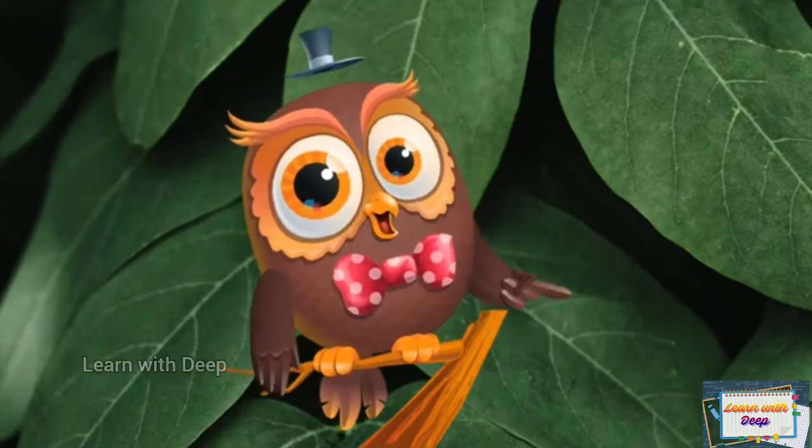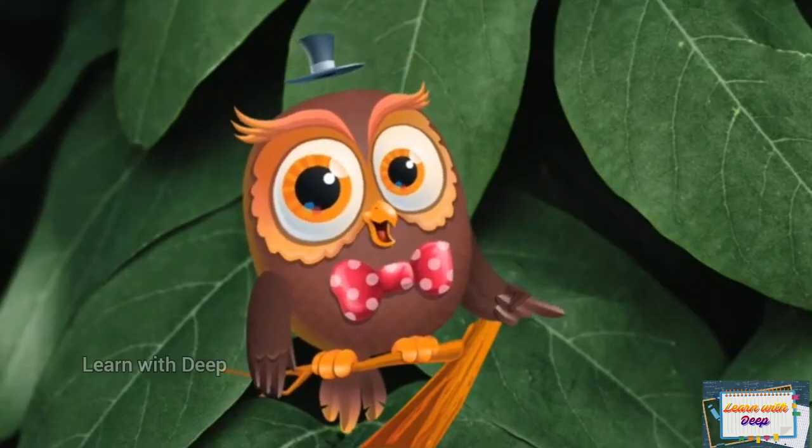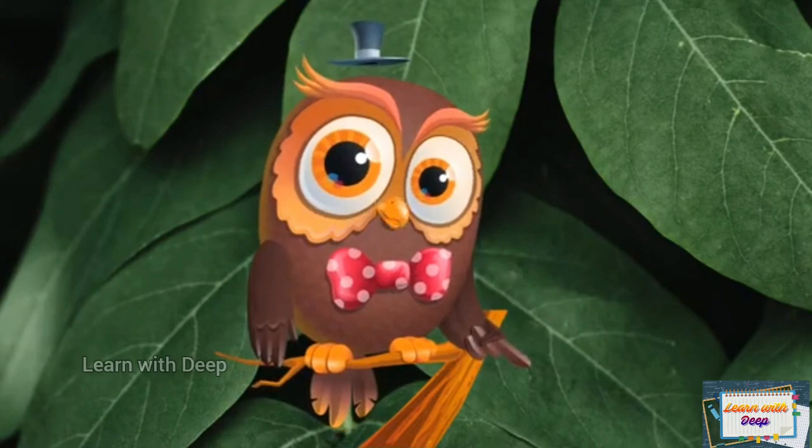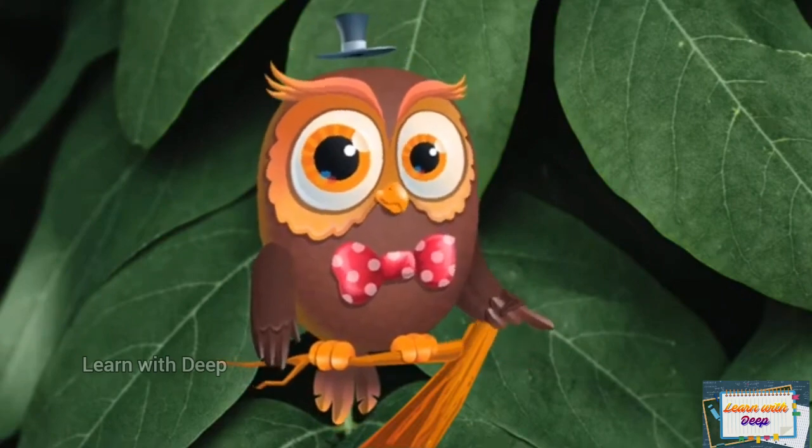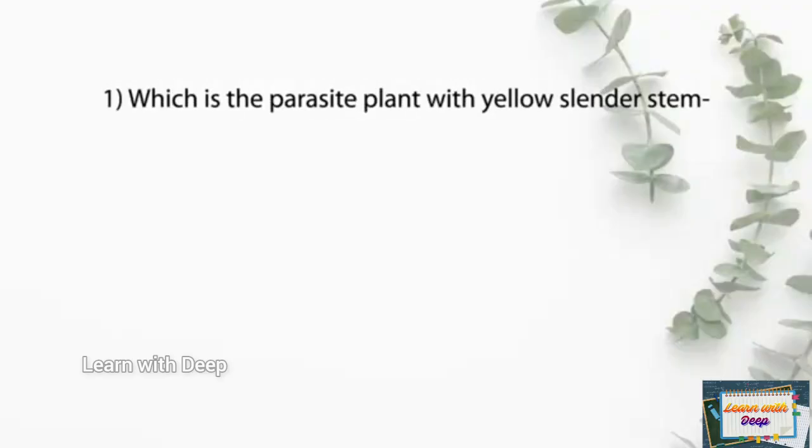Now we will discuss one word that describes the following statements. Which is the parasitic plant with yellow slender stem? Absolutely correct. It is Cuscuta. Cuscuta is the parasitic plant with yellow slender stem.